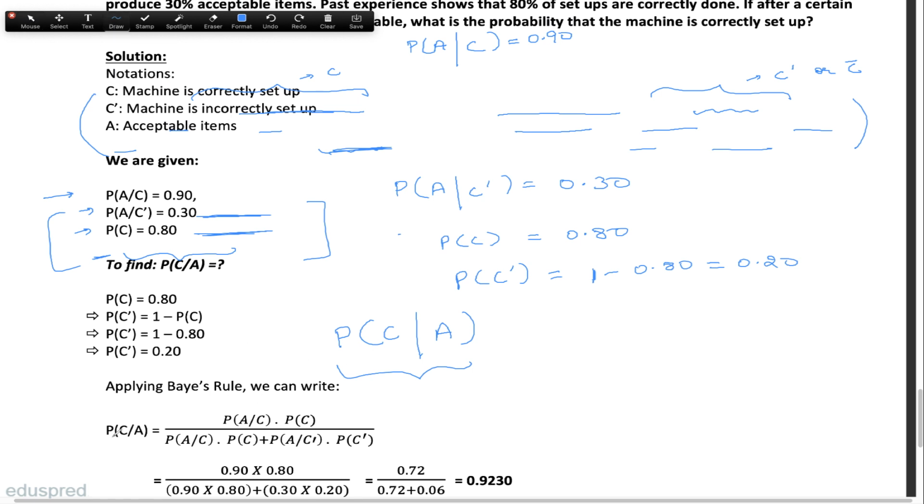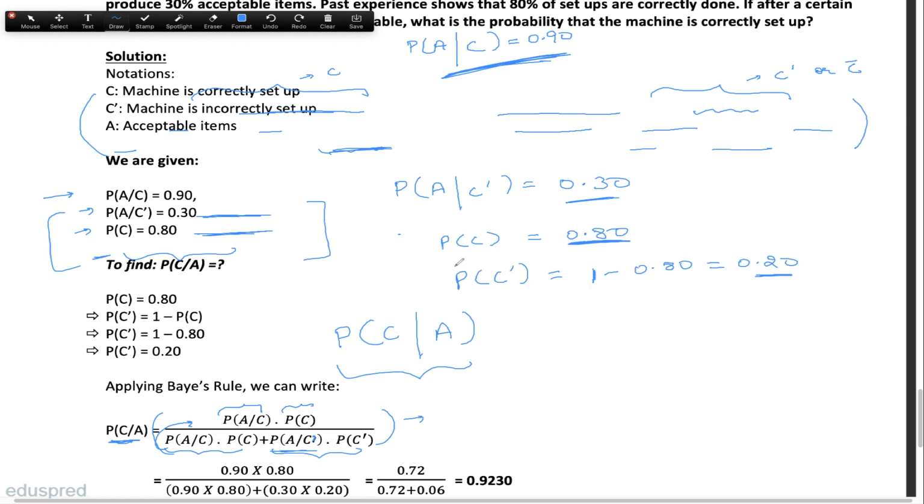So the probability of C given A is equal to this, using Bayes rule, and we have all the information that we have to put in this formula. We know the probability of A given C is equal to 0.90. We know the probability of C is equal to 0.80. This is the numerator. Then in the denominator, this part remains the same as the numerator, and then we have plus this part. In the second part, we have the probability of A given C prime. We already know this is 0.30, and this is multiplied by the probability of C prime, which is 0.20.